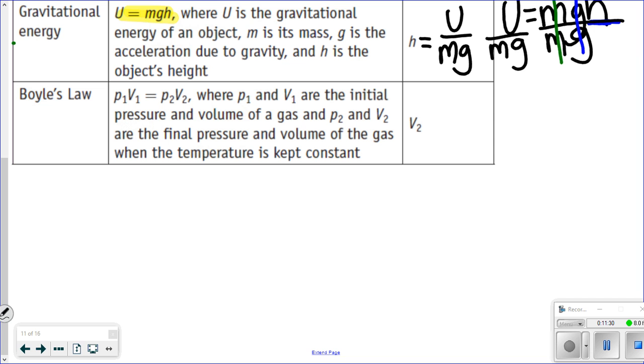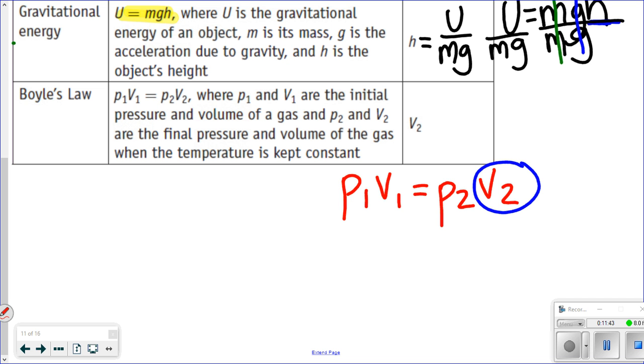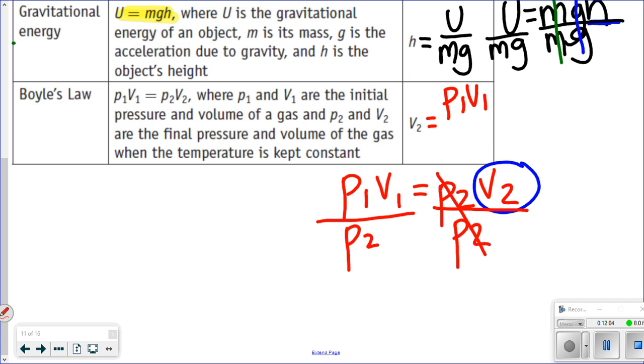Last one, Boyle's law. So P sub 1, V sub 1 equals P sub 2, V sub 2. And we're solving for V sub 2. So what's next to it? P sub 2. These are smushed together, so they're being multiplied. The opposite is to divide. Those cancel. Divide over here. So I have V2 equals P1 V1 over P2. And we're done.